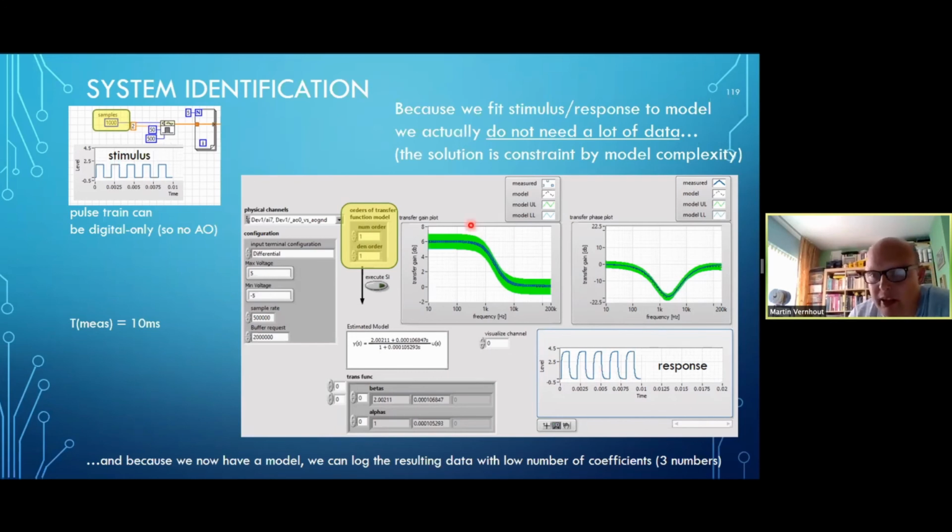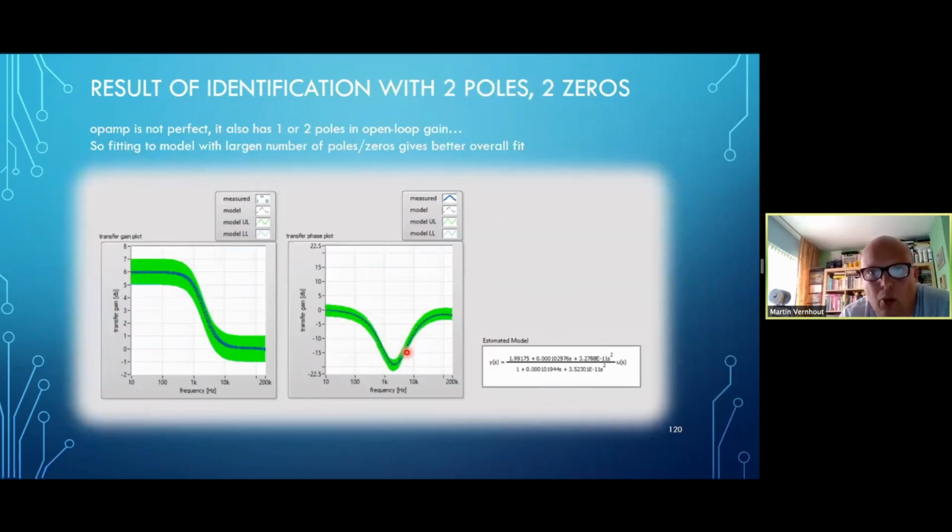Also means that we can now describe the curve of the transfer gain plot and the transfer phase plot by a couple of numbers. We just need to store 3 or 4 numbers, and then we have everything we need to reproduce. So, result of identification with 2 poles and 2 zeros, well, that actually maps even better. So maybe the op-amp has a slightly dominant pole at a higher frequency because of its gain bandwidth product.